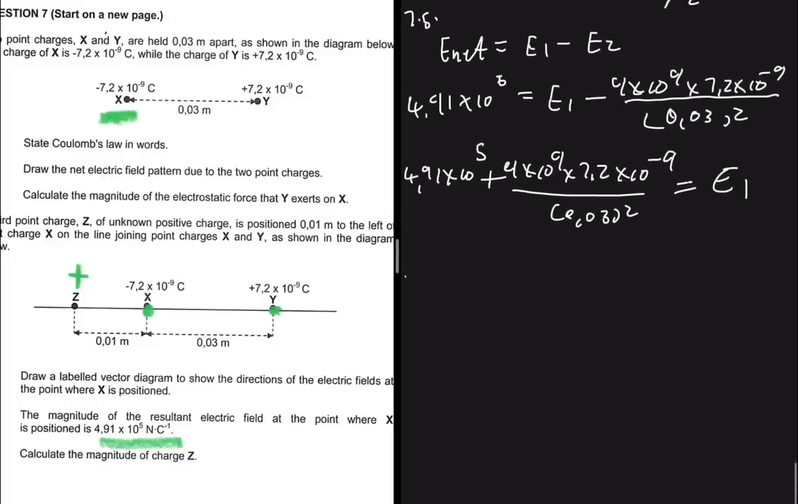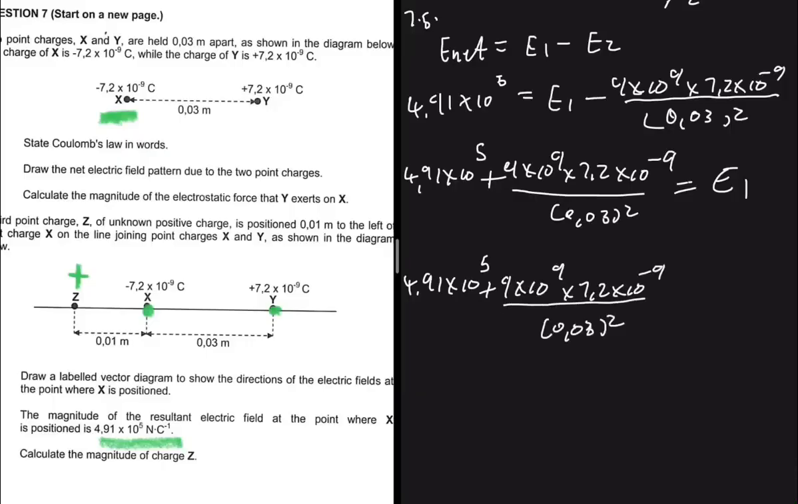So we're gonna have 4.91 times 10 to the power 5 plus 9 times 10 to the power 9 multiplied by 7.2 times 10 to the minus 9, everything divided by 0.03 squared, and then this will be equals to 9 times 10 to the power 9 multiplied by the charge of Z divided by the distance.